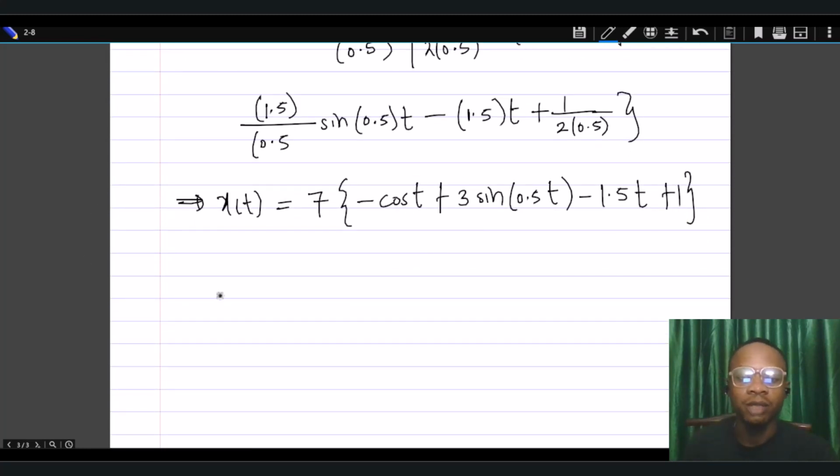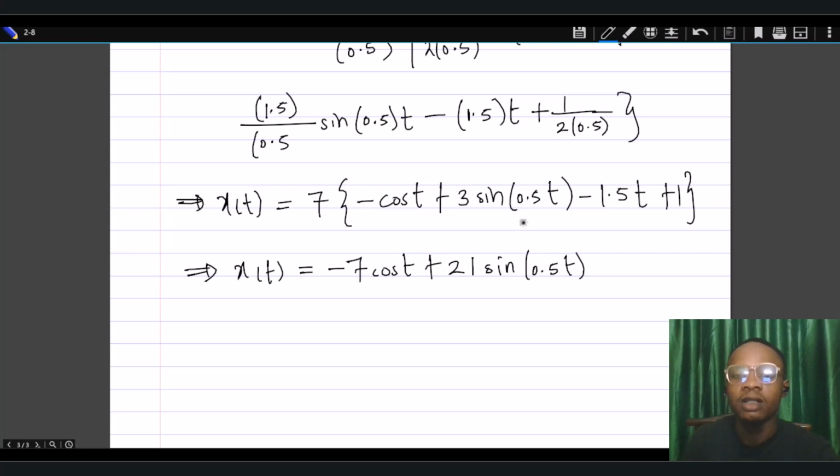So we can open up the brackets even for that. So this is going to give us x as a function of time equals minus 7 cos t, then 7 times 3, that's 21, so 21 sine 0.5 t, then 7 times 1.5, that is 10.5, minus 10.5 t, then 7 times 1, that is 7, so this is plus 7. So all of this will be in meters.